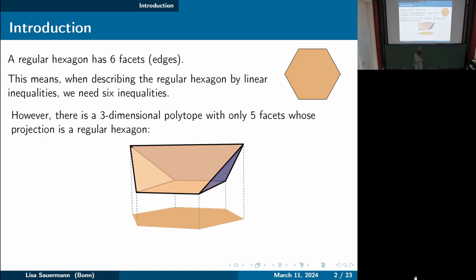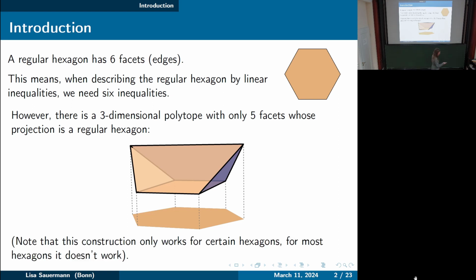Okay, but however, here's an observation. You can find a 3-dimensional polytope that only has 5 facets, so that can be described with 5 inequalities, which you can linearly project to this regular hexagon. So this picture indicates this. Here is a 3-dimensional polytope with only 5 facets, whose projection is a regular hexagon. So by going higher dimensionally, surprisingly, you were able to take fewer facets.